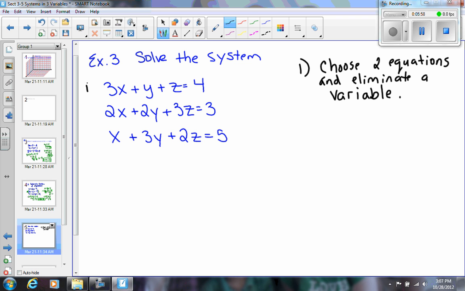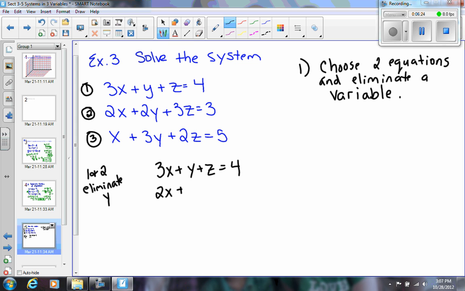So I'm going to actually number these 1, 2, and 3, so then I can refer to them. So I'm going to use equations 1 and 2, and I'm going to eliminate y. So I have 3x plus y plus z equals 4, and 2x plus 2y plus 3z equals 3.